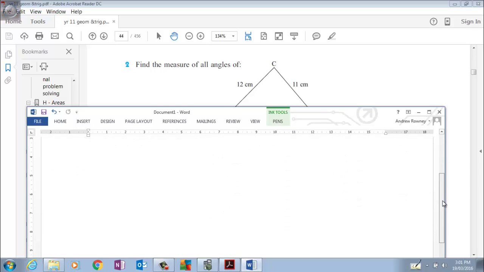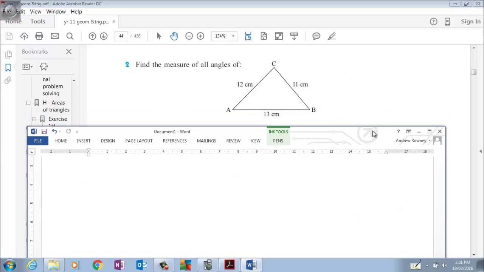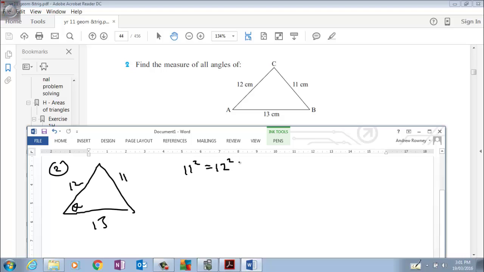So question 2, we have 3 sides, 12, 11, 13. And we're going to try and find, I'll do A, I'll put theta here. The first thing we do is write down the cosine rule. You start off with the side opposite the angle we're trying to find. So it's 11 squared equals 12 squared plus 13 squared minus 2 times 12 times 13 times cos of the angle between them, which is theta.